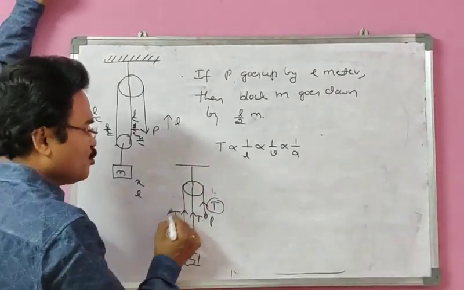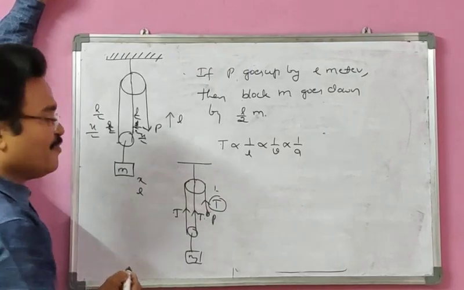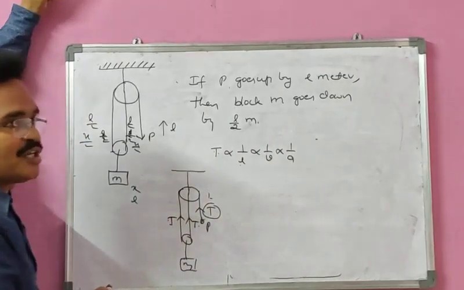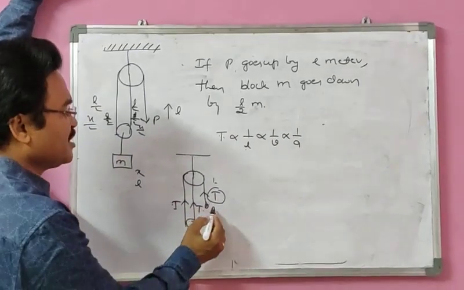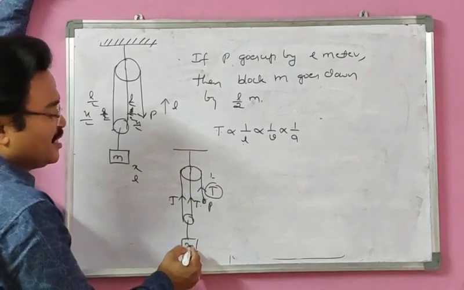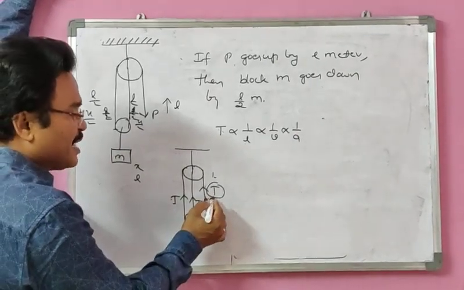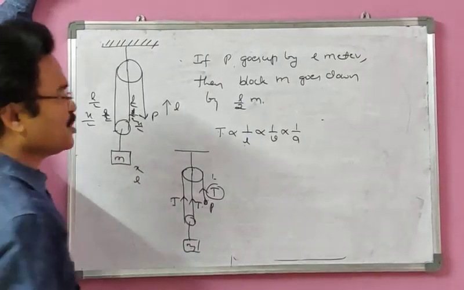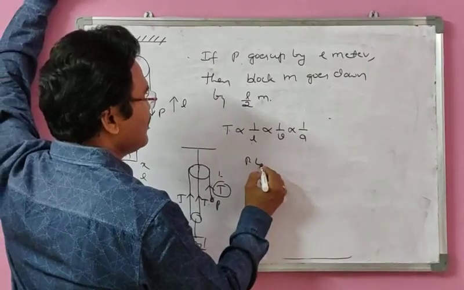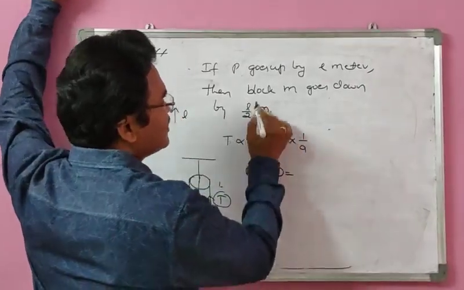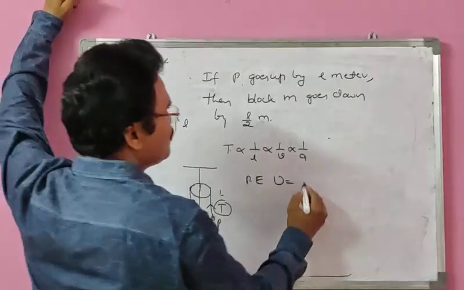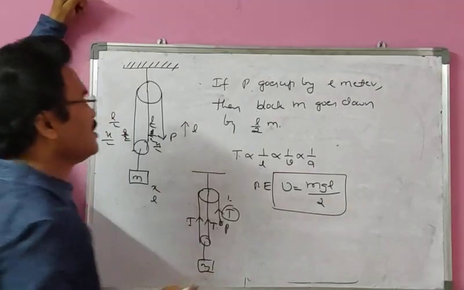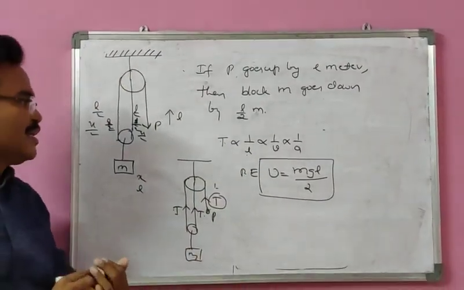So here, two tensions means the length becomes half here. This is valid not only for length or displacement, but for velocity and acceleration also. So if this one is having velocity v, then this one will have v by 2. If this one is having acceleration a, this one will have acceleration a by 2. So like that, they are inversely proportional. Therefore, potential energy of the block U equal to, how much distance here? The center of the block has moved L by 2. Therefore, mgL by 2. So this is the answer for this pulley problem.